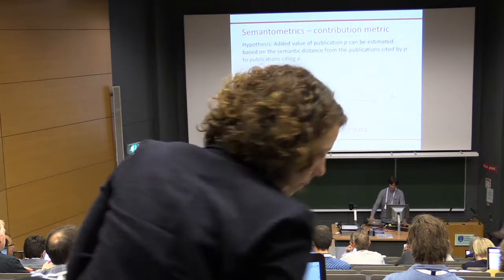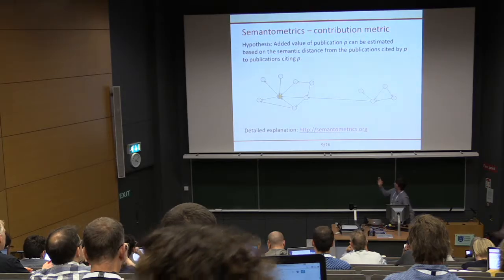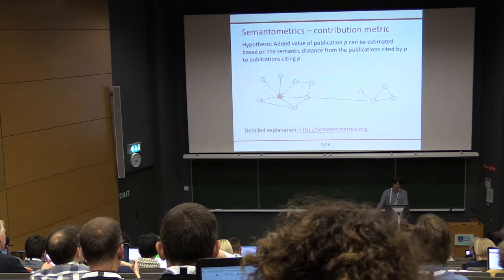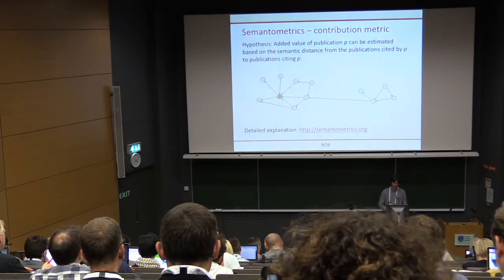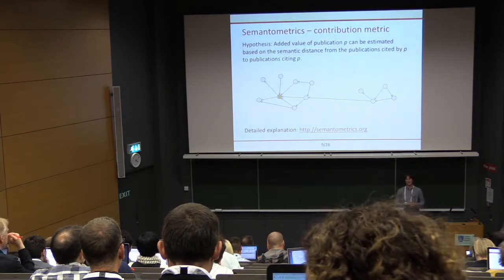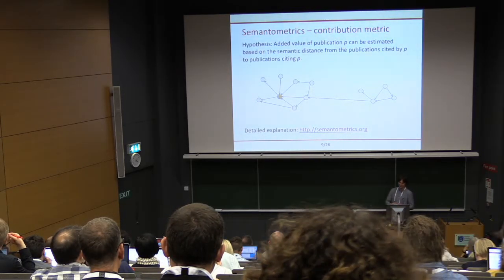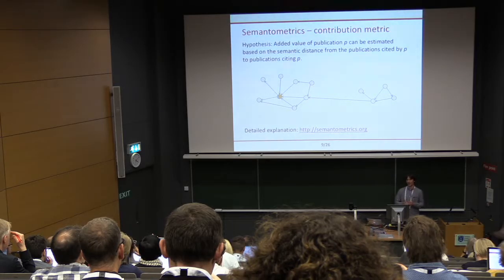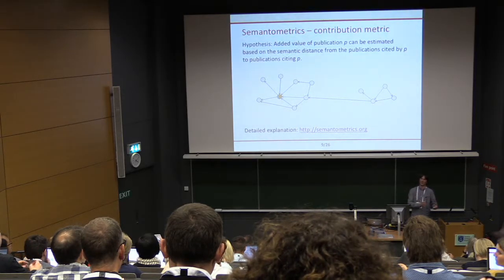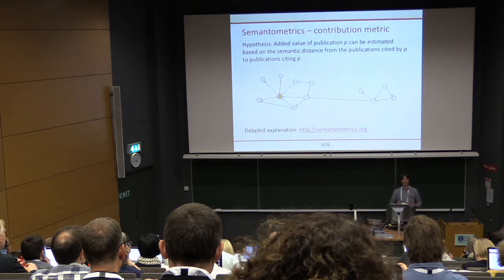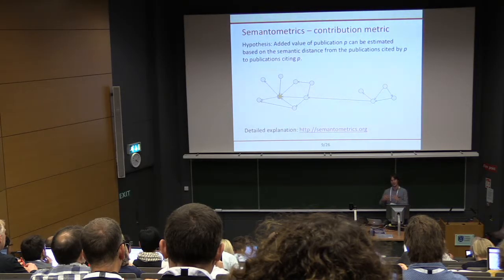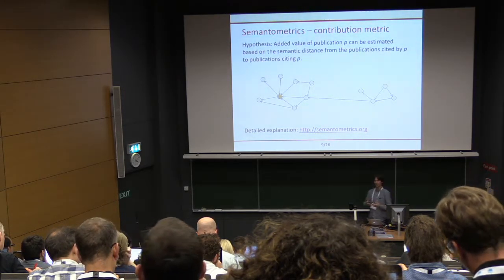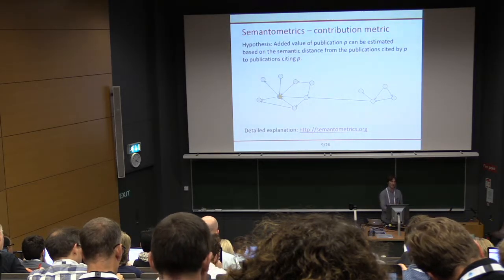If you want to see how semantometrics work, I would suggest you go to semantometrics.org. There we have a detailed formula and a demonstrator where you can actually understand how the contribution metric works. It is based on the hypothesis that the added value of a publication P can be estimated based on the semantic distance from the publications cited by P to the publications that cite it. What does it mean? It means that if a publication creates a bridge between what was known in the past and something new, so basically changes the discussion, then this is a good publication. The more you change the content of what your research community is talking about, the better your publication.